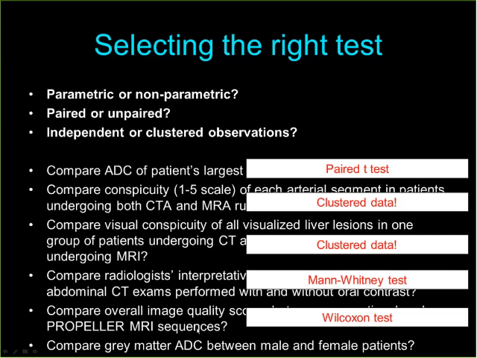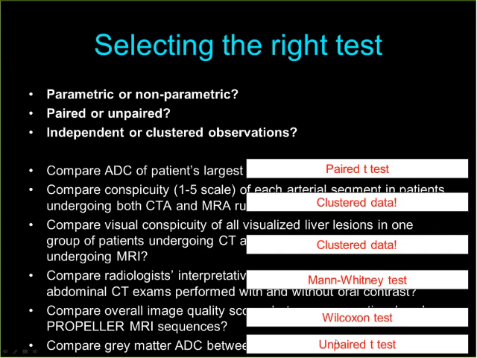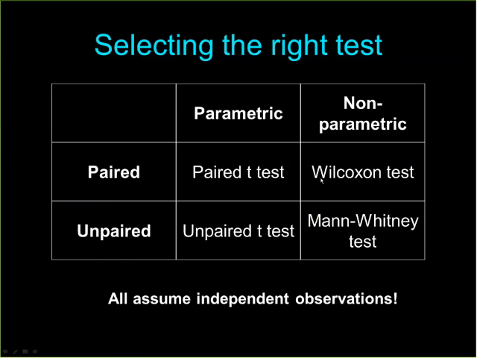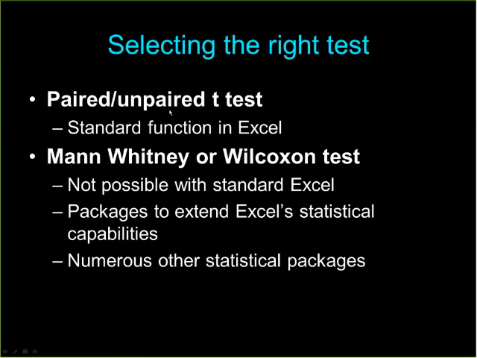And then in this final case, we had the quantitative ADC values, so it was parametric, but two different patient groups. So this would be the unpaired t-test. Again, parametric, these are the measurements, but two different patient groups. So just back to this 2x2 table, once we characterize the data, as long as we're using independent observations, if we know if it's paired or unpaired, and parametric or non-parametric, we can then identify which of these tests to use.